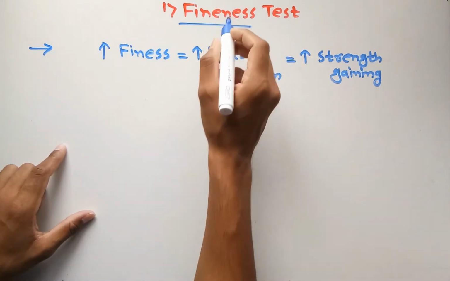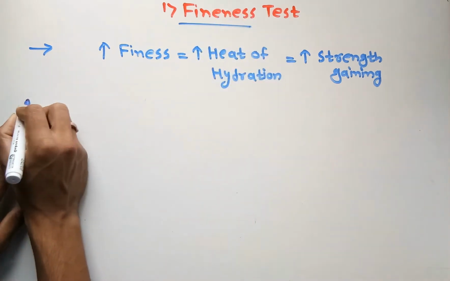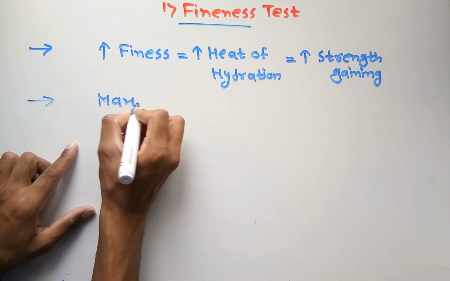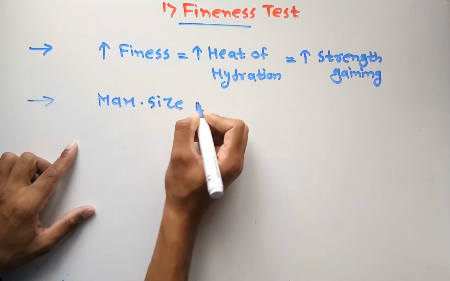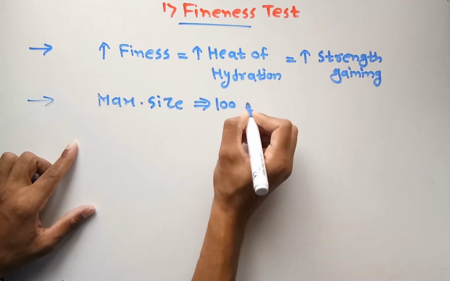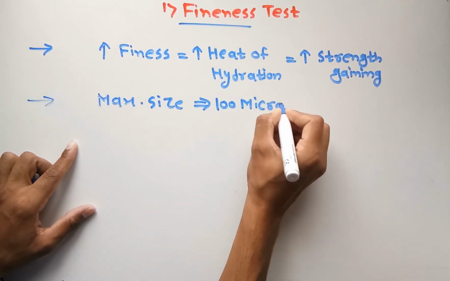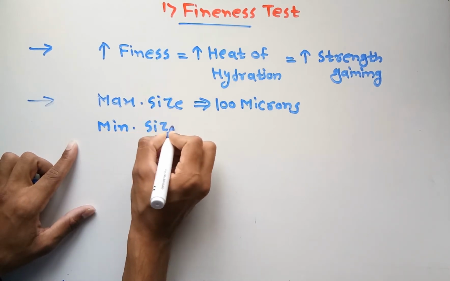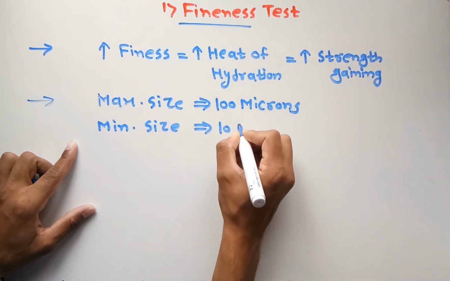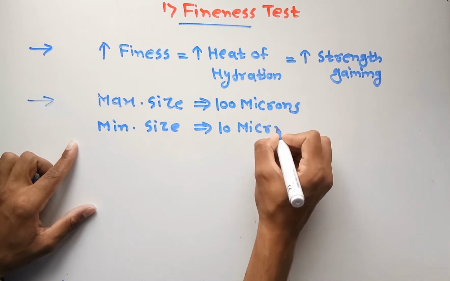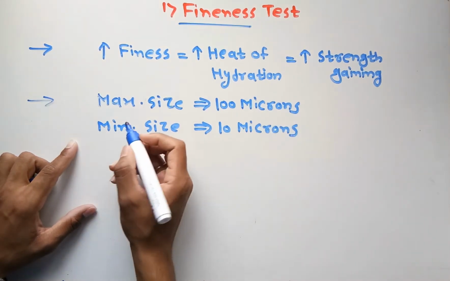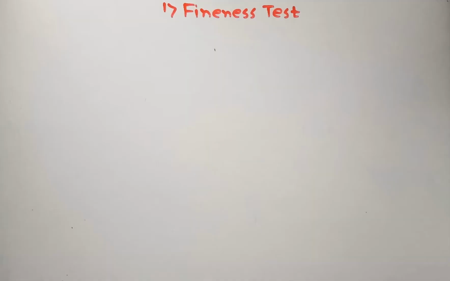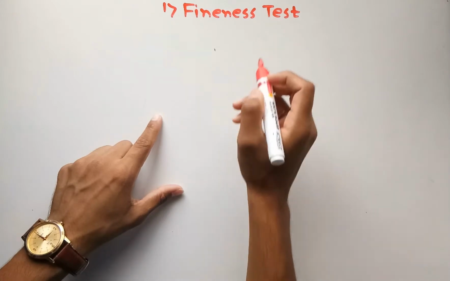To perform the fineness test, the maximum size of cement particle we keep is 100 microns, and the minimum size of cement particle we keep is around 10 microns. So these are the basic things which are kept in mind to perform the fineness test. Now we will move towards the actual fineness test.